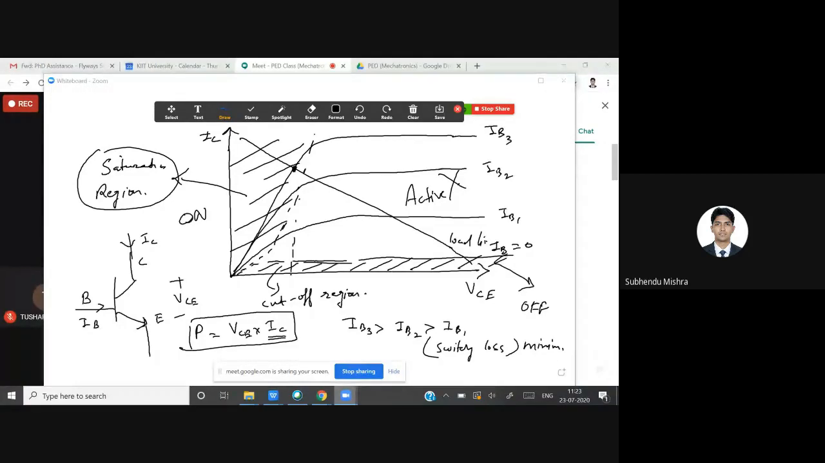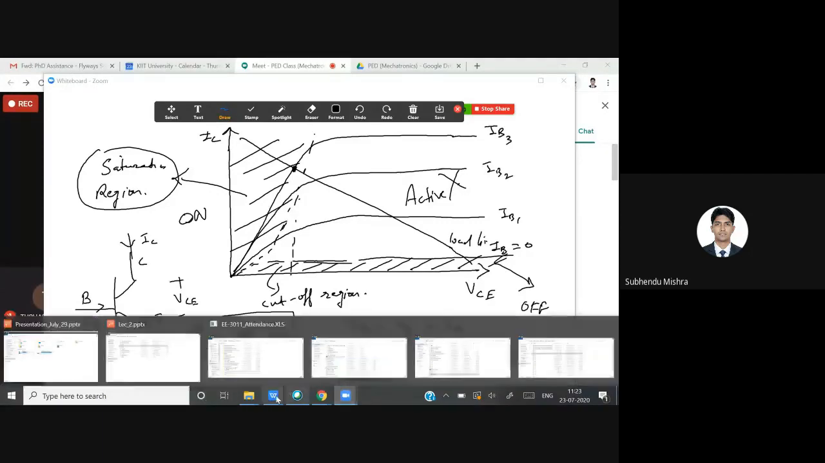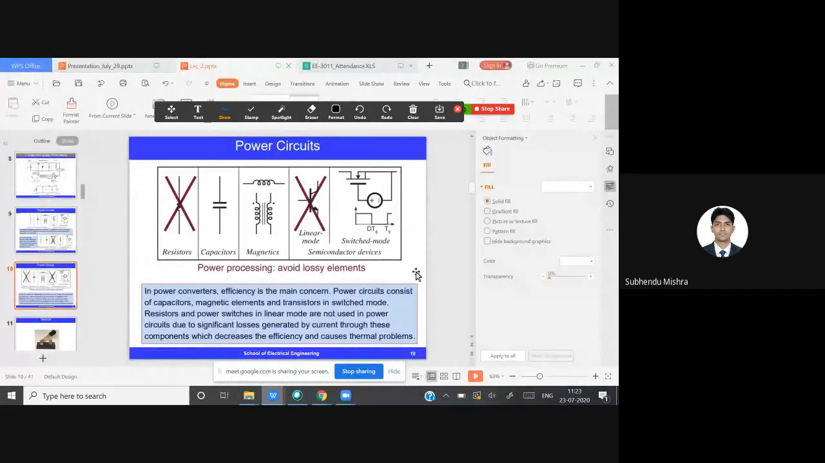But that is not the case for the signal circuits. In the signal circuits, the current, that is the IC value, is very small, and because of that, we can still operate the circuit in the active region. Okay, so that is what it is saying over here.